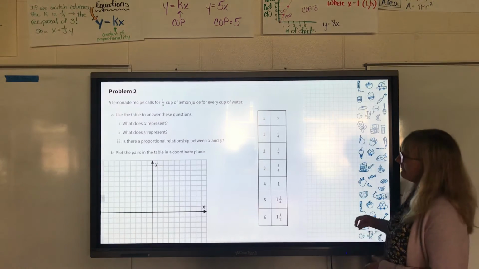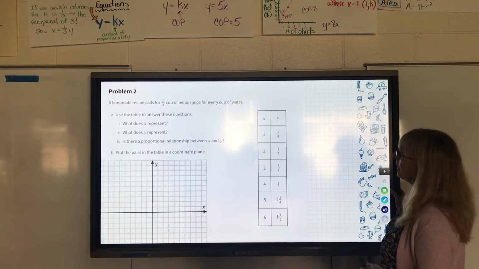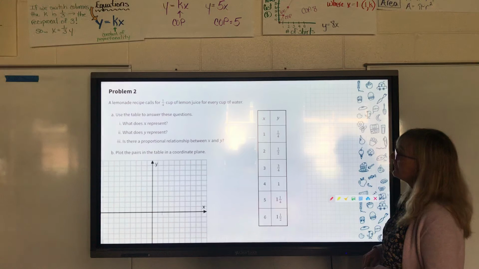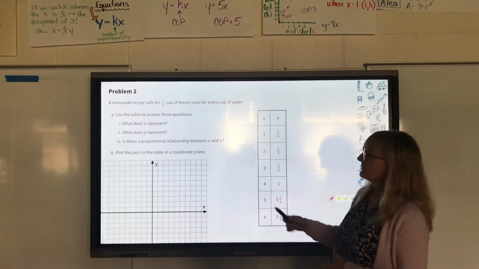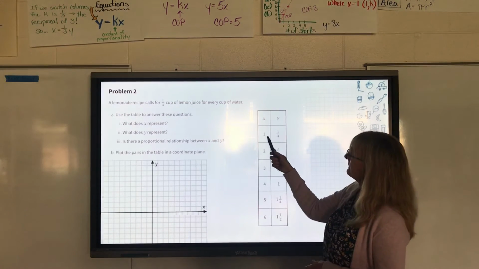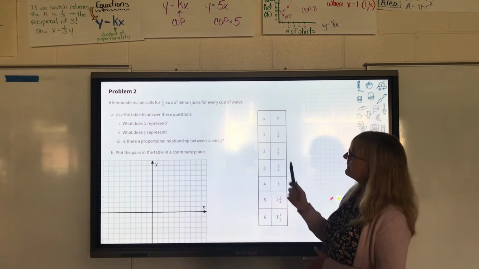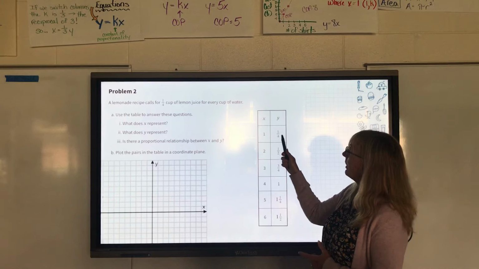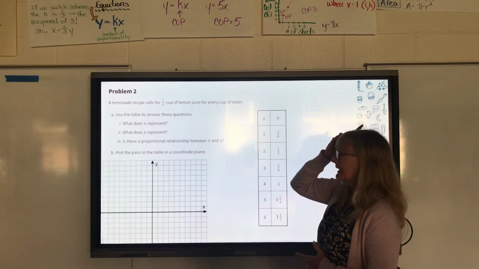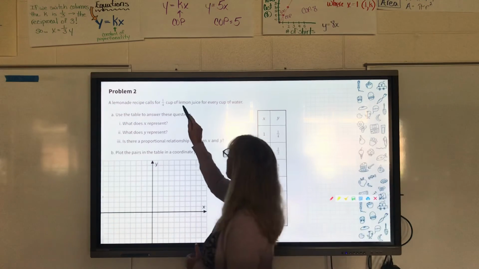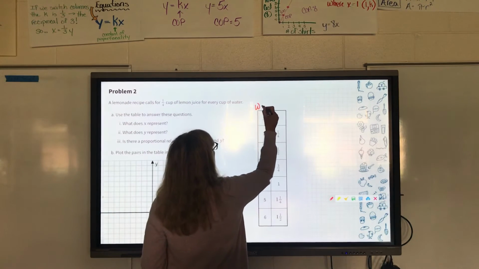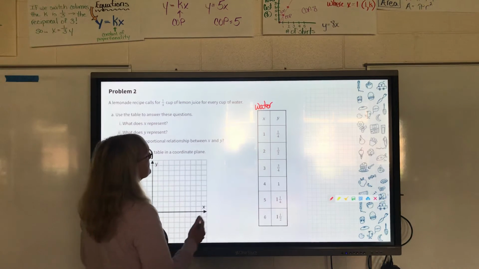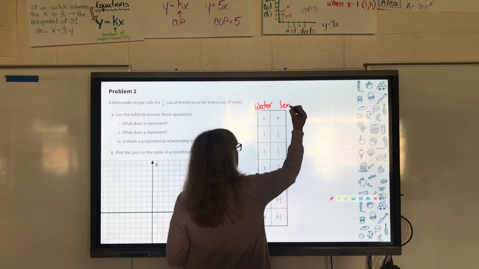Problem 2, a lemonade recipe calls for 1/4 cup of lemon juice for every cup of water. Use the table to answer these questions. What does X represent? What does this 1 under the X represent? What do you think? When we have 1/4 Y, we have 1 X. What do you think the X represents? Is it the cups of water? So X is water. So what is Y? Cups of lemon juice, okay.